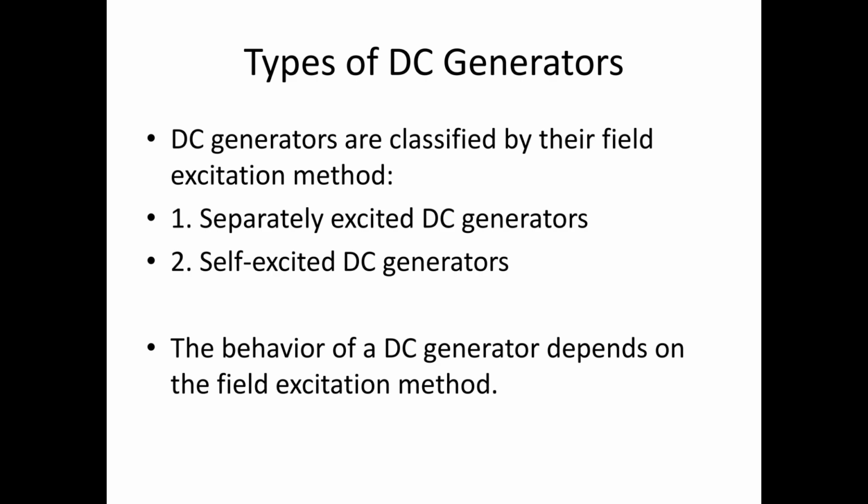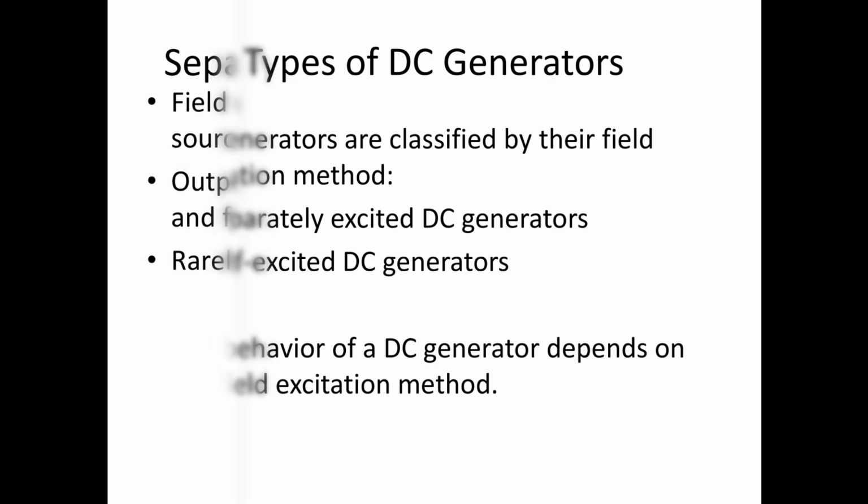The magnetic field in a DC generator is usually produced by electromagnets, not permanent magnets. Generators are classified based on how the field is excited. DC generators are divided into two main types: 1. Separately excited DC generators. 2. Self-excited DC generators. The load behavior of a DC generator depends on the type of excitation.